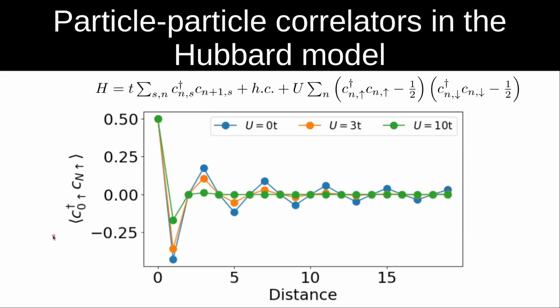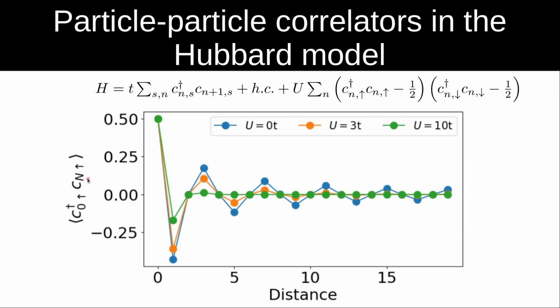So let us start with the charge gap. Observing the charge gap is actually very easy. You just have to take your original Hubbard model and compute the non-local particle-particle correlator. So you actually compute the correlator between the first site and the site number n.